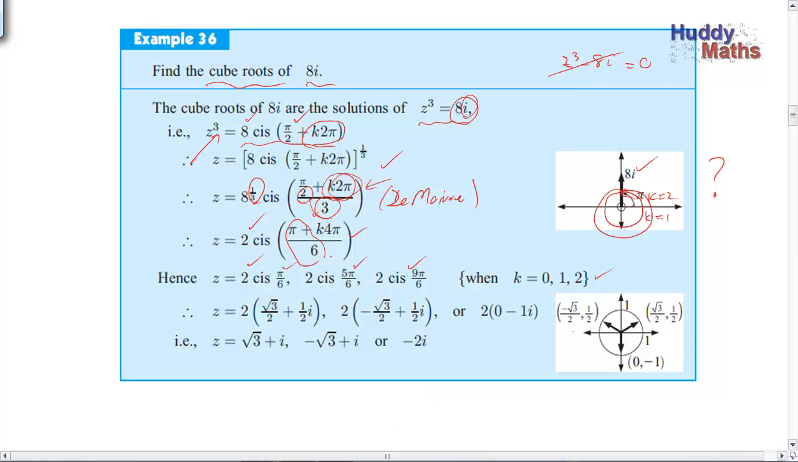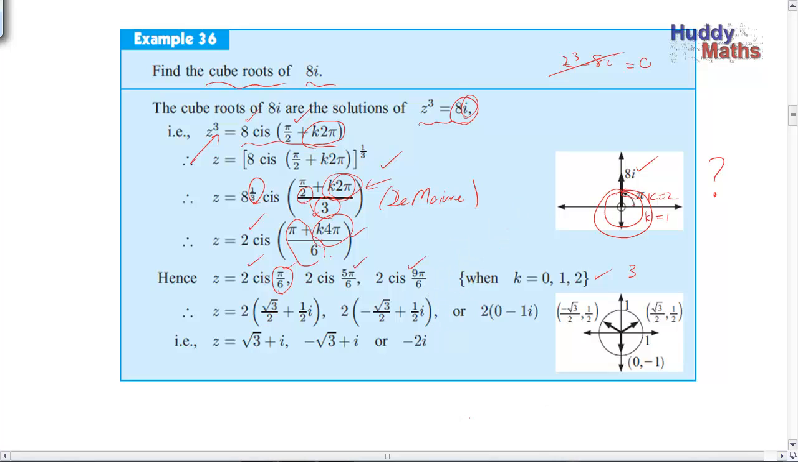So we've got that. Now what would happen if we put on another one? If we went around again to k equals 3. So what would we be adding on? Well, we're adding on another lot of 4 pi on 6. So it would be, what would it be? 13 pi on 6 in here. 2 cis 13 pi on 6, which is 2 cis 1 6 pi. You're back around to the original number. So they start to repeat themselves there.